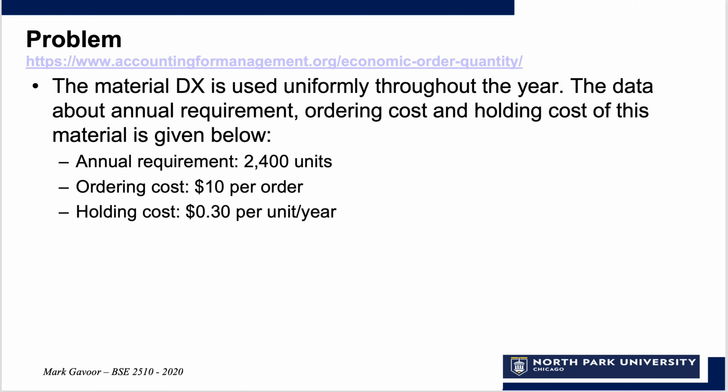So here's a problem. The material DX is used uniformly through the year. The data about annual requirement, ordering costs, holding costs of this material is given below. We have an annual requirement of 2,400 units. The ordering cost is $10 per order. It costs us 30 cents to hold a unit of inventory for an entire year.